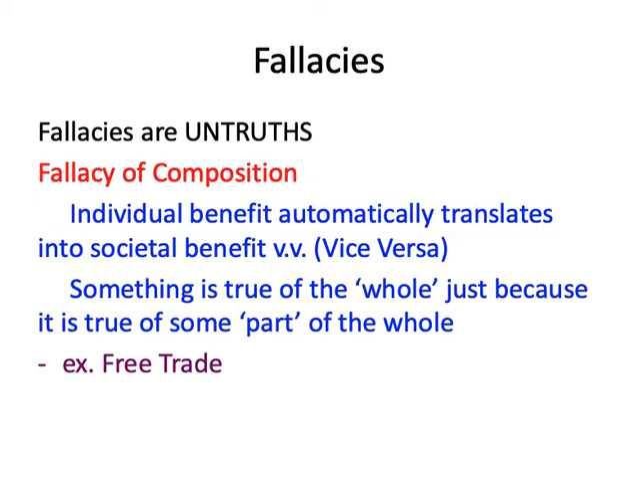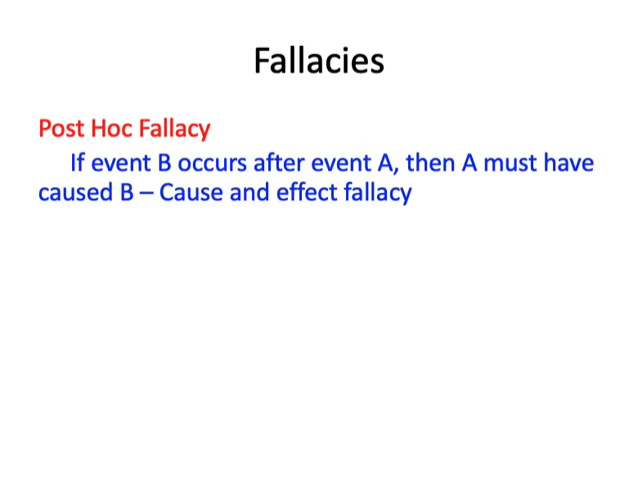You can't just assume that better for all is better for the one, and that's what should be good enough justification for them to go along with it, right? And so the next fallacy we're going to talk about is the post hoc fallacy. The post hoc fallacy is if event B occurs after event A, then event A must have caused event B.